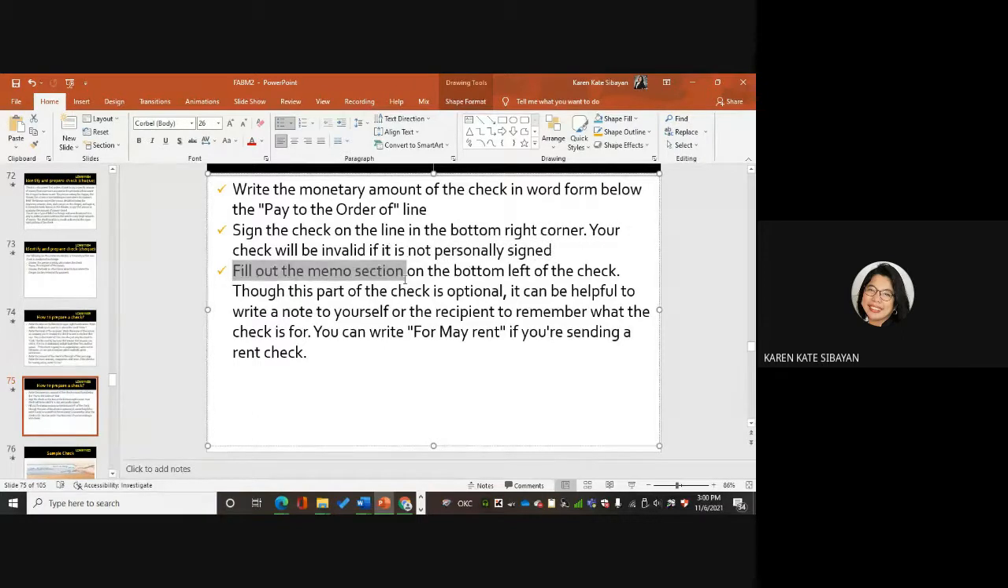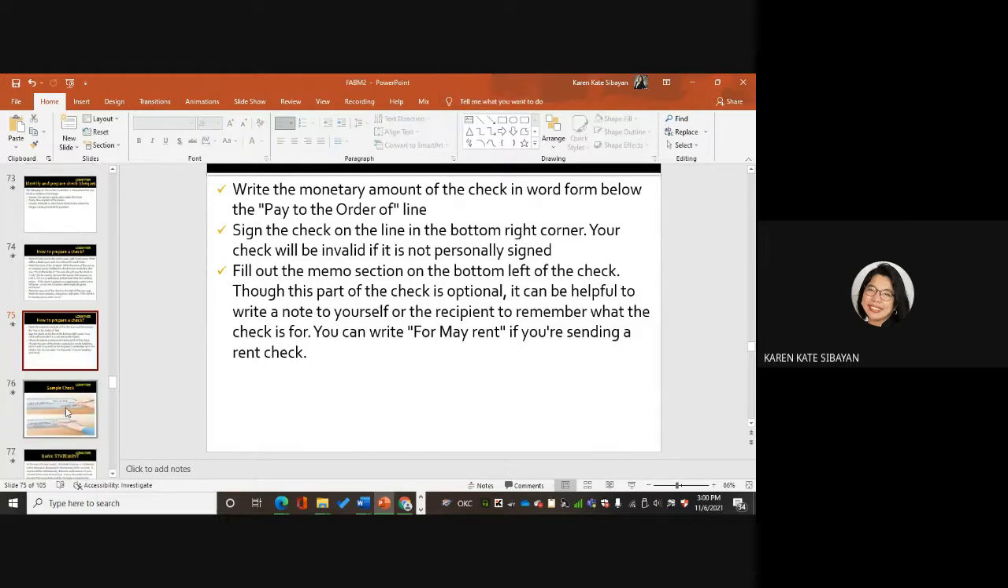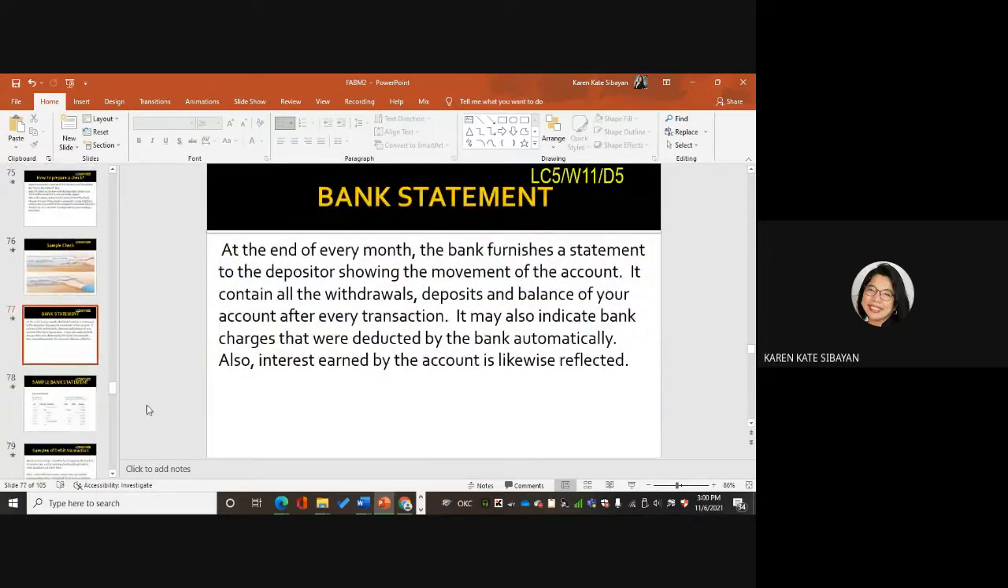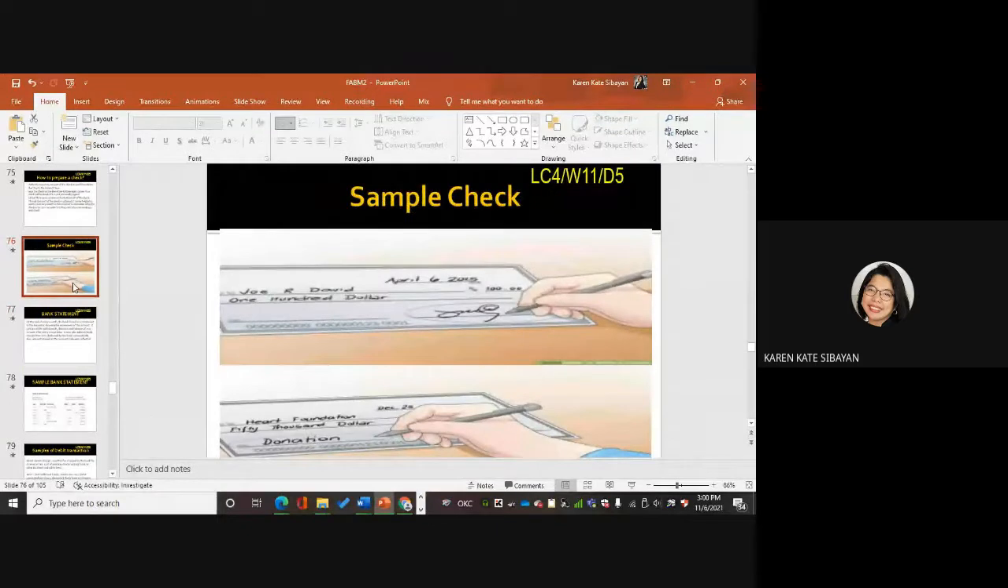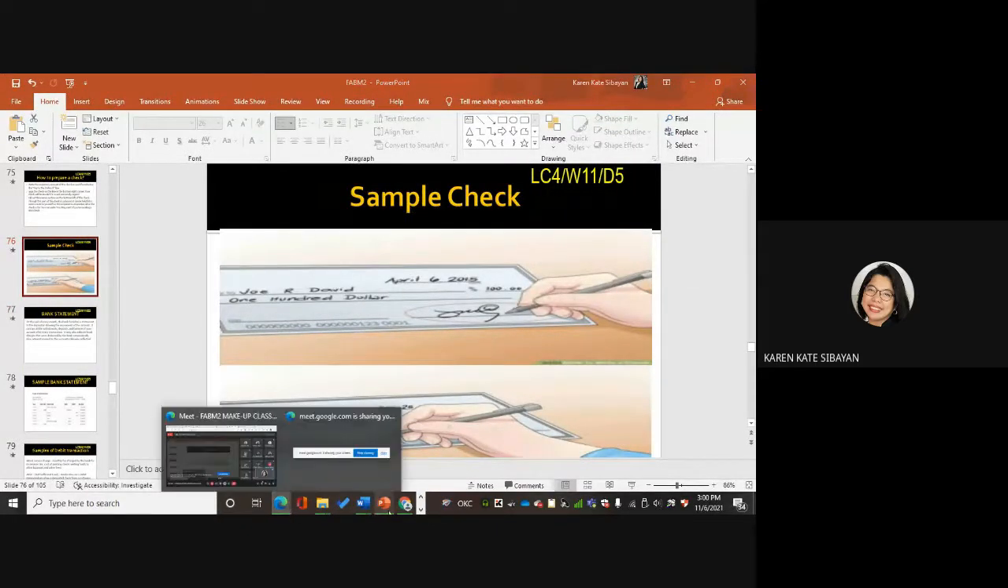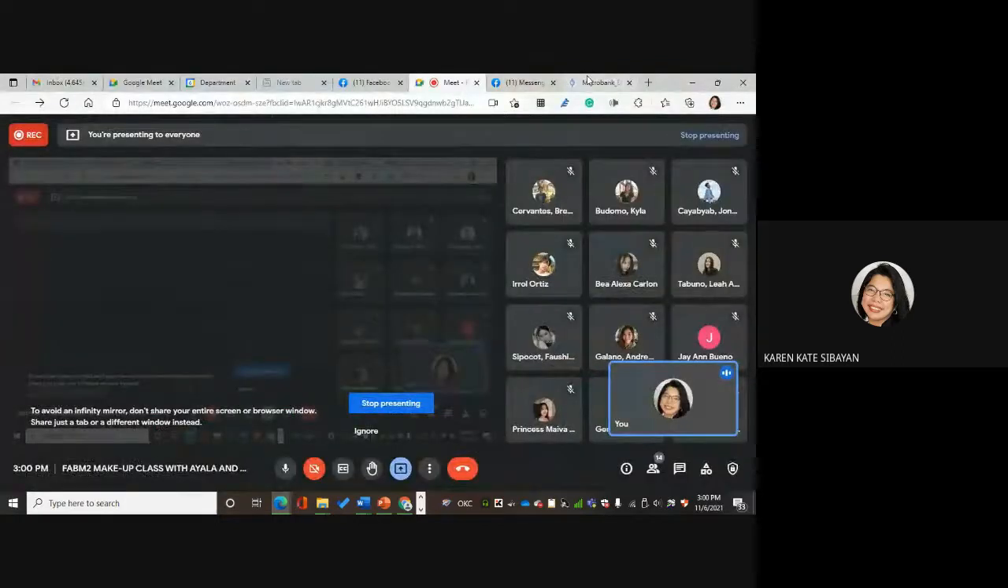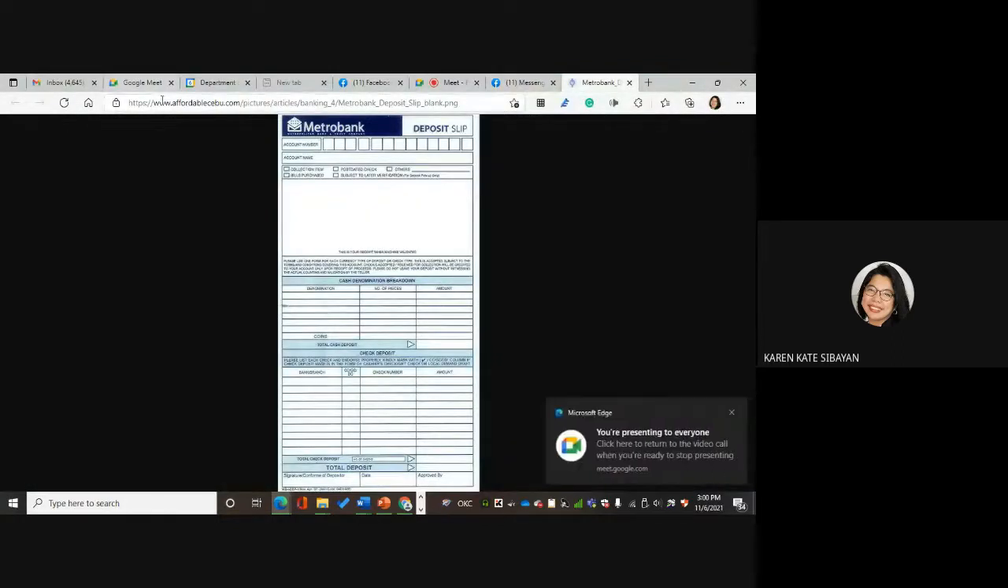Fill out the memo section on the bottom left of the check. Though this part of the check is optional, it can be helpful to write a note to yourself or the recipient to remember what the check is for. You can write for my rent if you're sending a rent check. So these are the sample check. But it's easier kung mag-research tayo at ma-show ko sa inyo yung sample ng check.